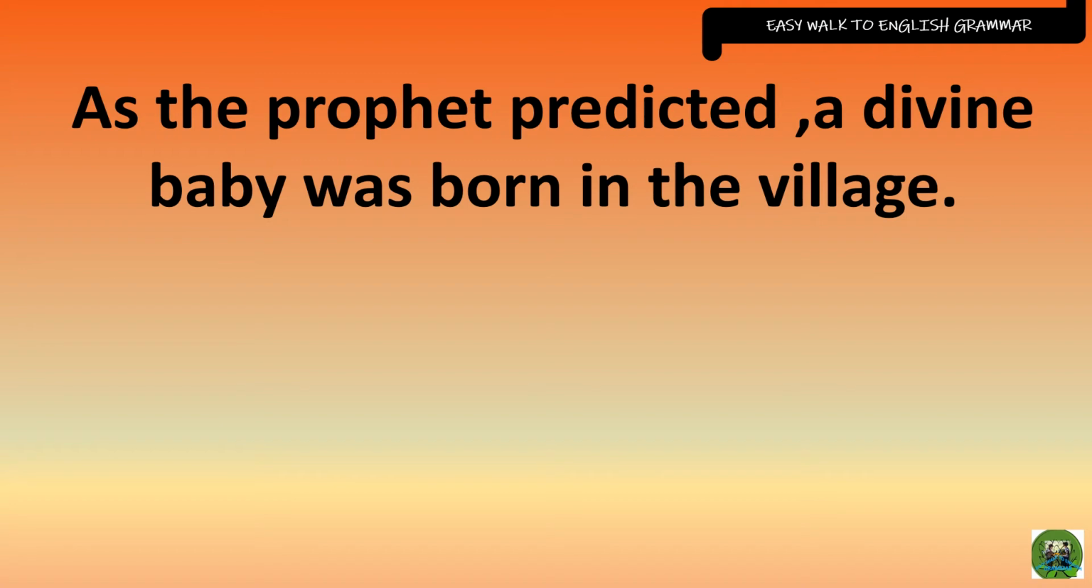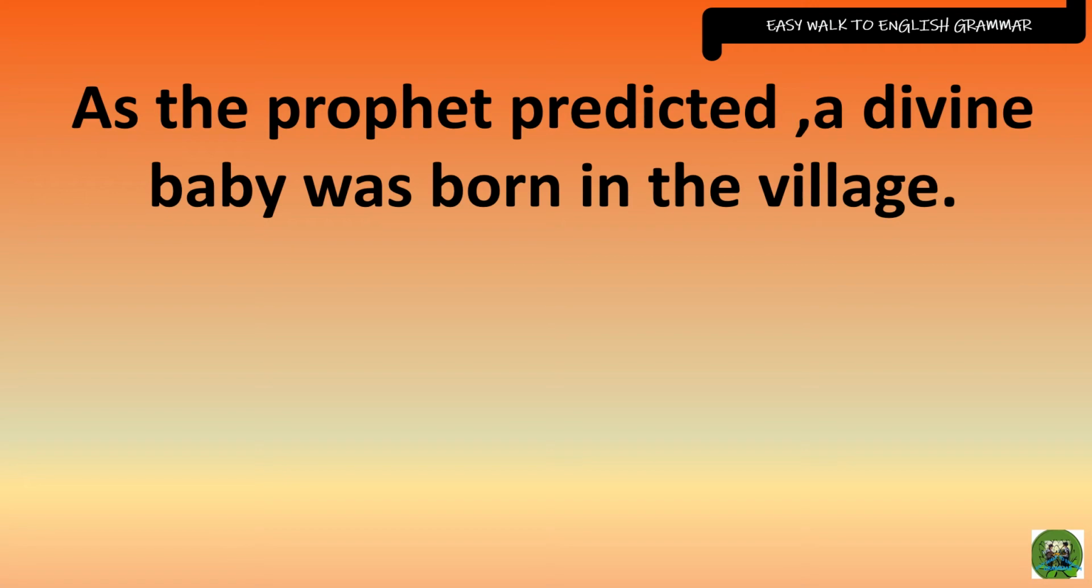Here we can see that we placed as at the beginning of the sentence. Even though we placed as in the beginning, here also as performs as a conjunction. How? Because here also it connects two parts of a sentence. The prophet predicted, one part; a divine baby was born in the village, another part. Try to construct the sentence without using any conjunction. The prophet predicted a divine baby was born in the village. You can see that there is no meaning. We feel something went wrong when we say this sentence without using as.